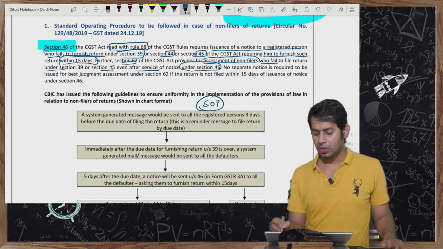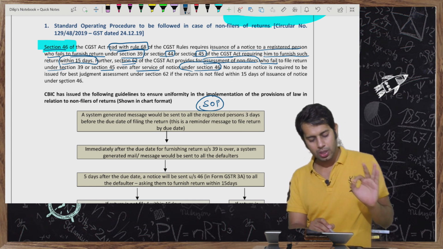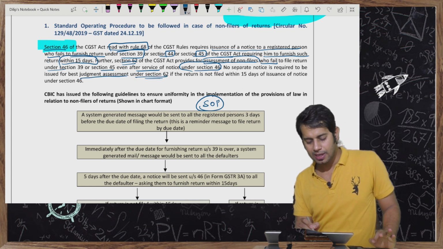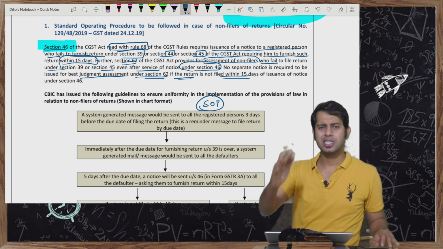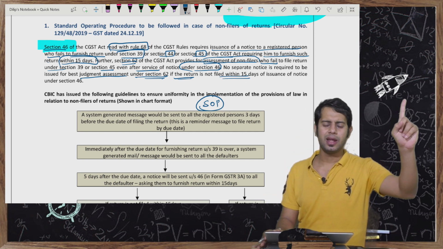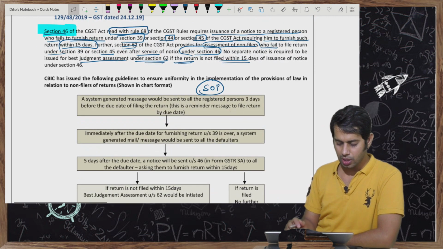And no separate notice is required to be given. No separate notice is required to be issued for best judgment assessment under Section 62 if the return is not filed within 15 days. So Section 62 is telling what? Once a notice is sent under Section 46, I will not send a notice to you again.